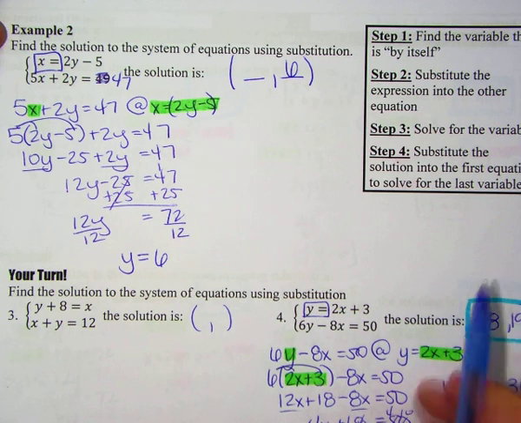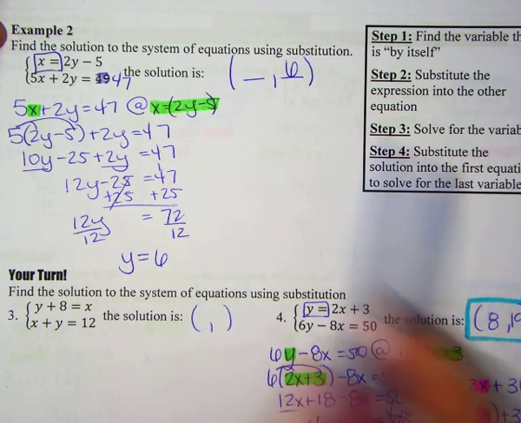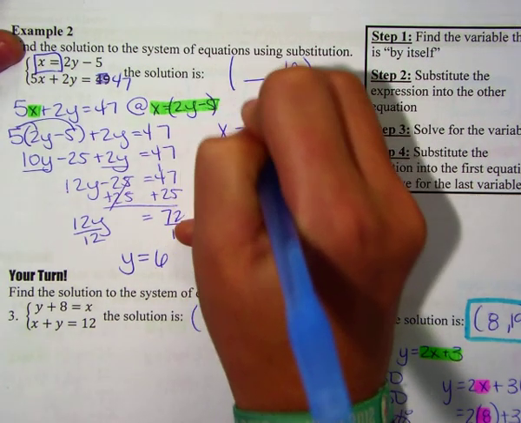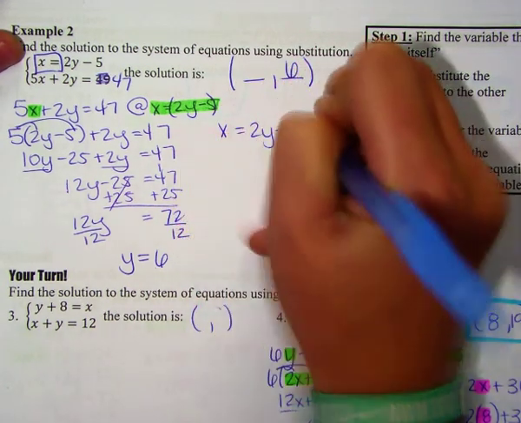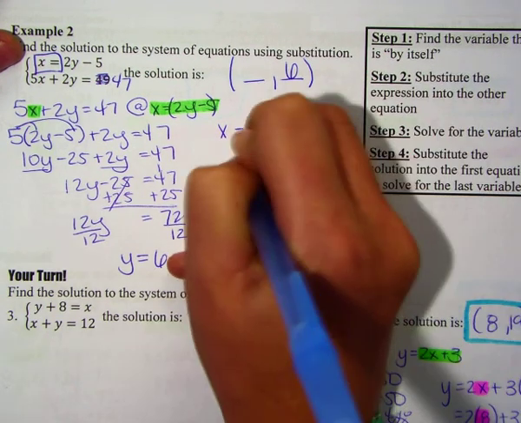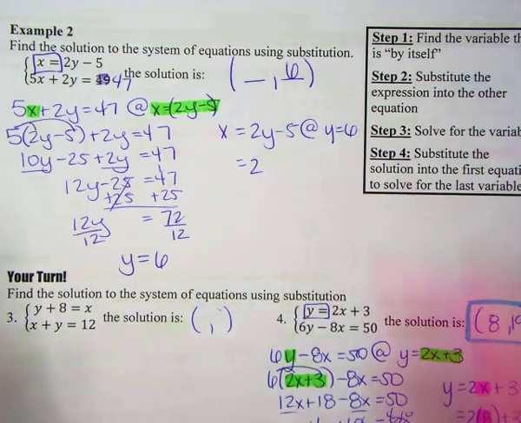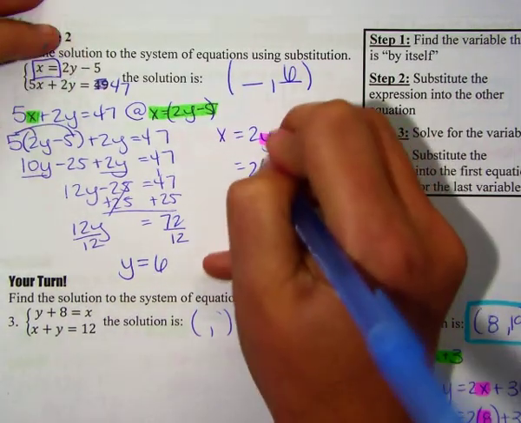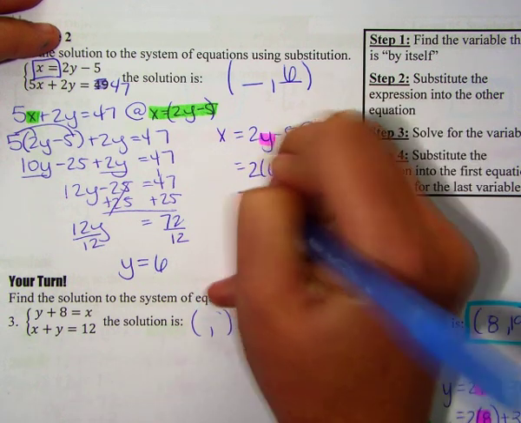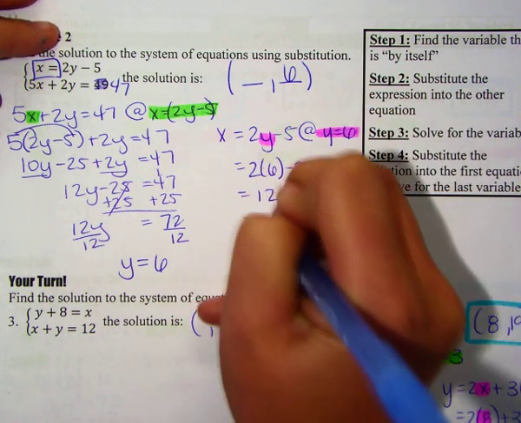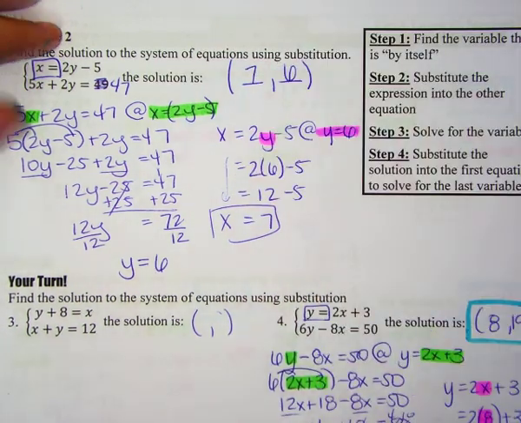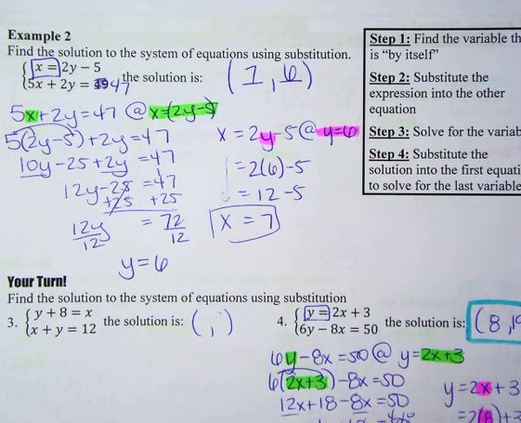Step 4, substitute the solution, this one here, into the first equation to solve for the last variable. So x equals 2y minus 5 at y equals 6. Everywhere that I see a y, I'm going to substitute in 6. 2 times 6 minus 5, 12 minus 5, which is 7. The solution to this system is (7, 6). I'm going to do 2 more.